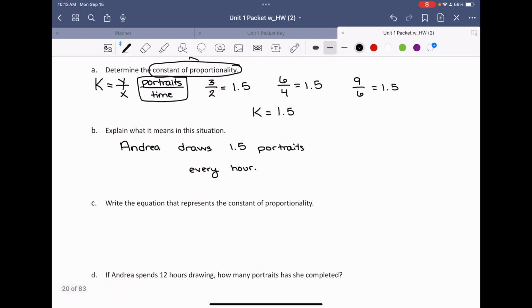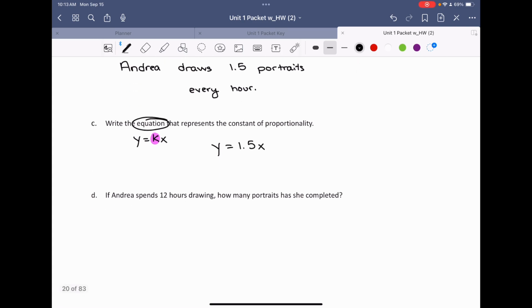Write the equation that represents this. So y equals k times x. I'm going to replace k with my constant of proportionality. Y equals 1.5 times x.